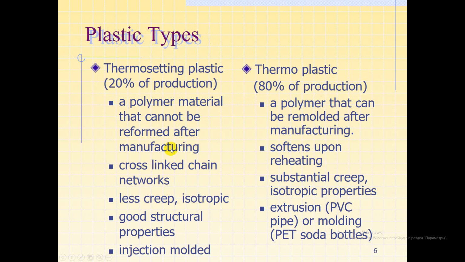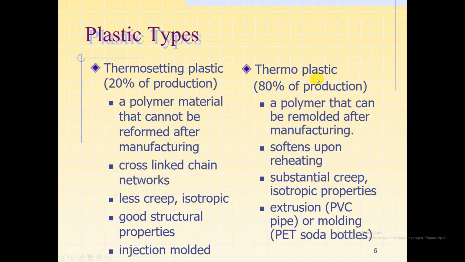Plastic types. Thermosetting plastics, 20% of production. That include a polymer material that cannot be reformed after manufacturing, cross-linked chain networks, less creep, isotropic, good structural properties, injection molded.